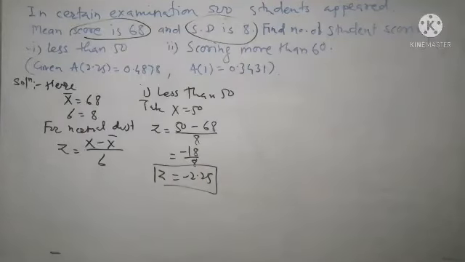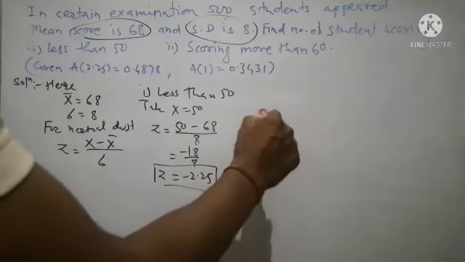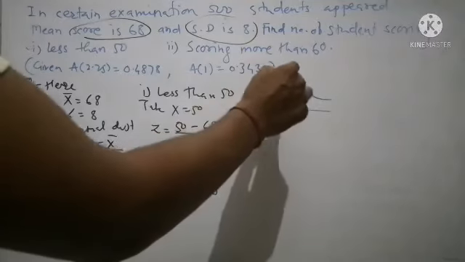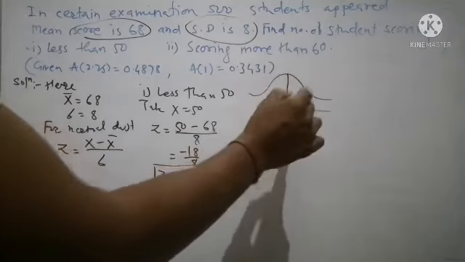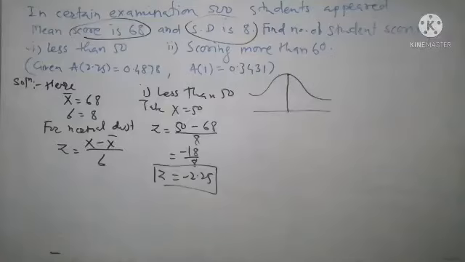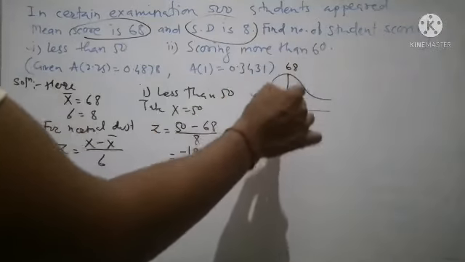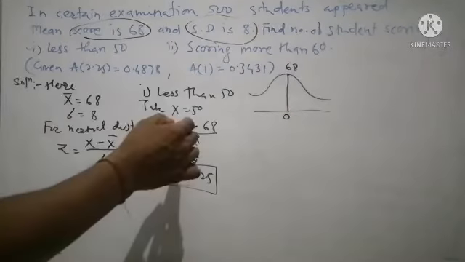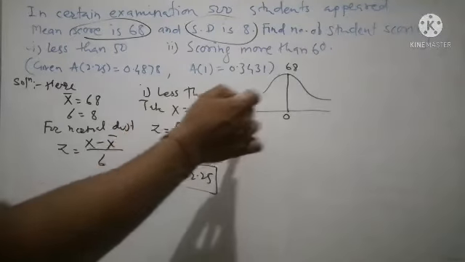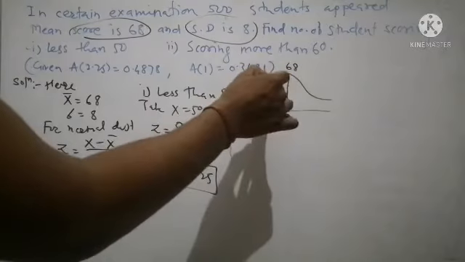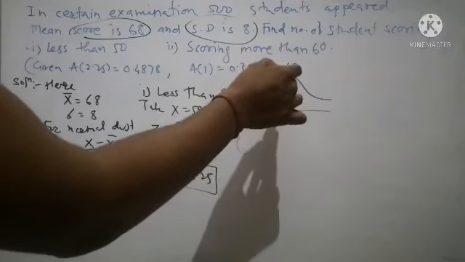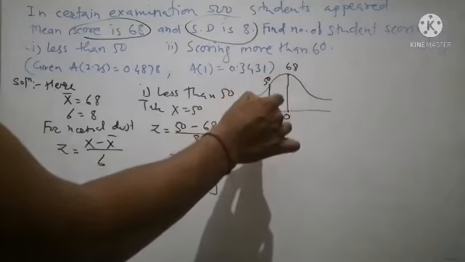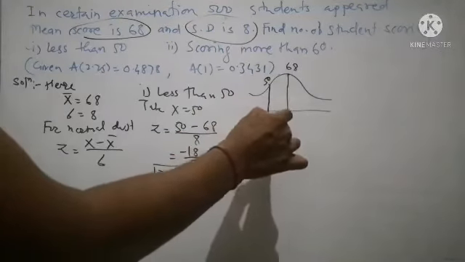We represent this z on a normal curve. For that we take a bell shape curve. We know the maximum height point on the curve represents the mean of the distribution, that is 68, and the corresponding z on the normal axis is 0. Now here the variable is 50. As it is less than 68, we take a point on the left side of 68 on the curve as 50, and the corresponding z is minus 2.25.